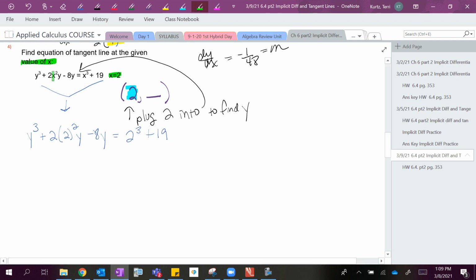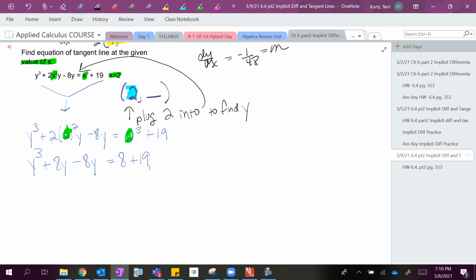So again, all I've done is everywhere I see an x, I'm putting a 2. Right? And otherwise, I keep everything the same. So when I simplify that, I get y cubed plus 2 times 2 is 4, times 2 is 8, y minus 8y equals 2 to the third is 8 plus 19.